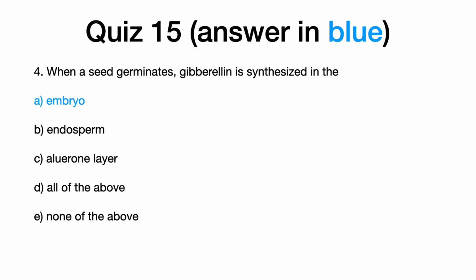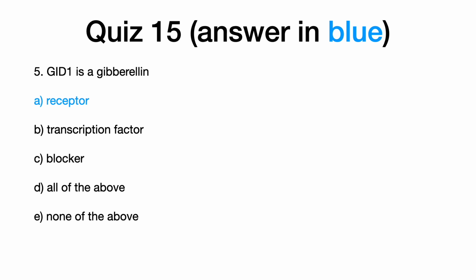4. When a seed germinates, gibberellin is synthesized in the, and the correct answer is A, embryo. 5. GID1 is a gibberellin, and the correct answer is A, receptor.